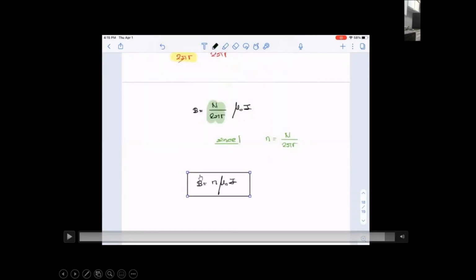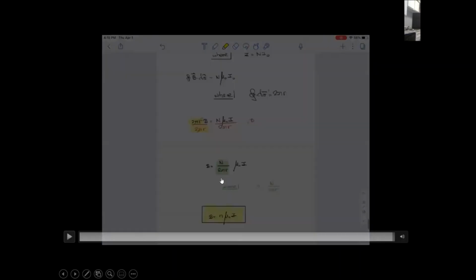Despite the fact that the formulas look the same between the toroid and the solenoid, the toroid is going to be sensitive to the radius because the unit length depends on the circumference under the circumstances. So this becomes the formula.